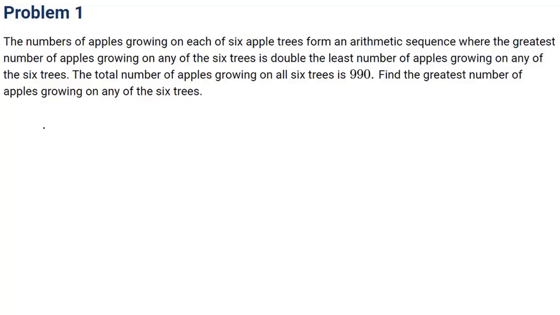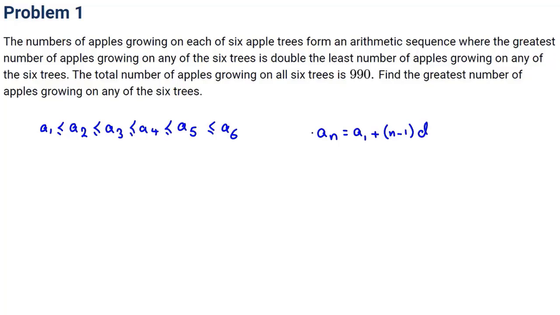Okay, suppose, for example, the numbers are A1, A2, A3, A4, A5, A6, so you can say also less than or equal. They form an arithmetic sequence: the number of apples in the first tree, second tree, and so on. The formula of an arithmetic sequence is an equals a1 plus (n minus 1)d. When you have an arithmetic sequence, use this basic formula, and you can solve the problem. Okay, let's use this.